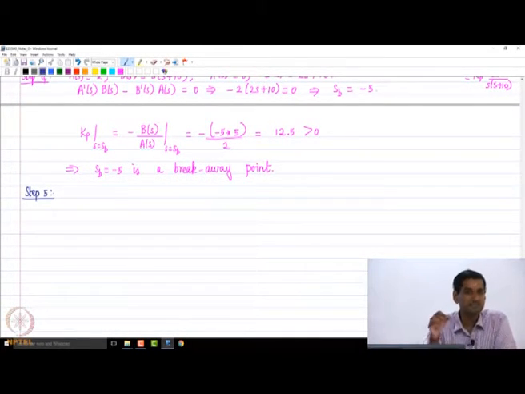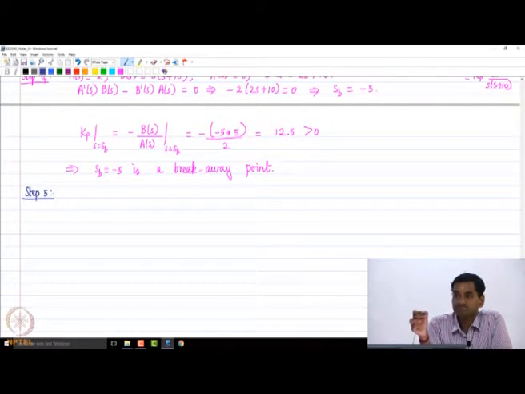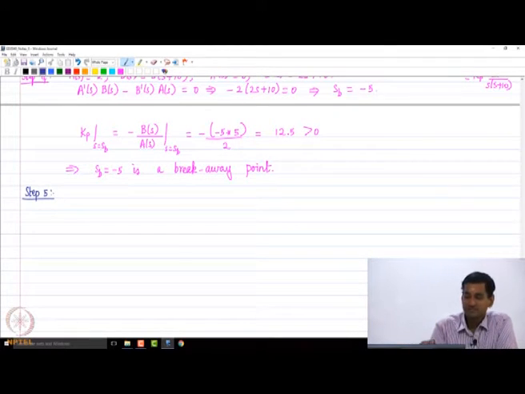So we will go step by step, right? Step 5 was to get the angle of departure or angle of arrival, right? But it does not apply here, because there are no complex open loop poles or complex open loop zeros here. So step 5 does not apply for this problem, right?